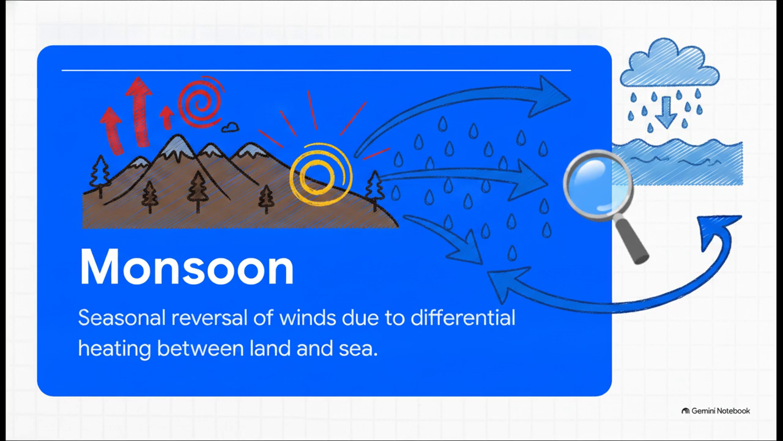Well, nature abhors a vacuum, right? So this massive low-pressure void forcefully sucks in cooler, heavy, moisture-laden air from the high-pressure regions out over the sea. When those ocean winds finally hit the landmass, they drop all that moisture as widespread rain. It's essentially a gigantic thermal engine.